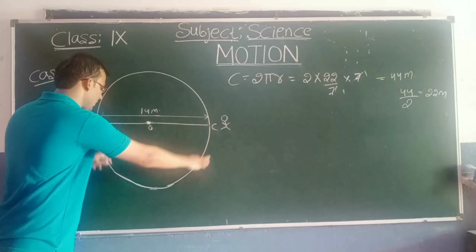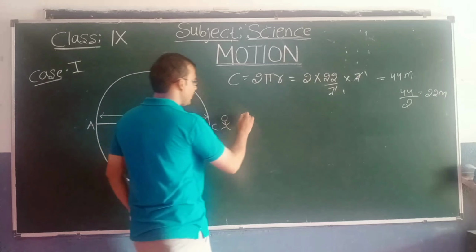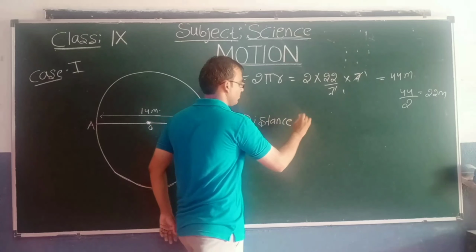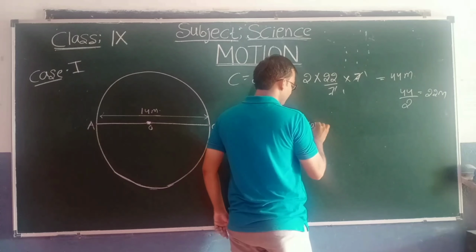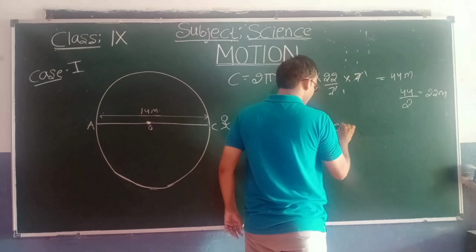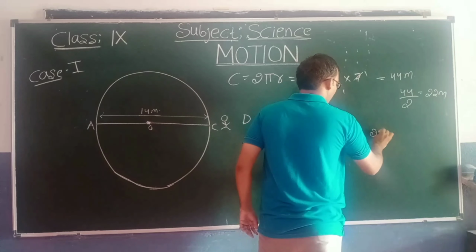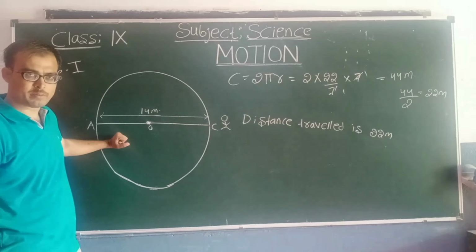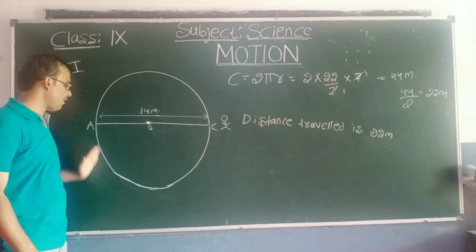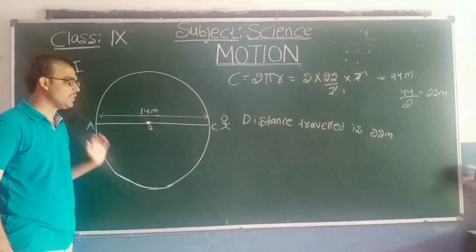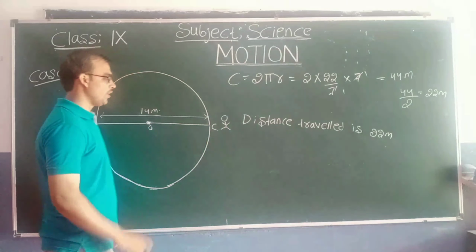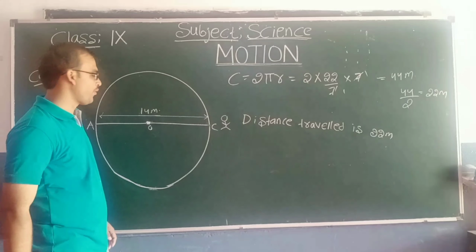Then what is this distance? This distance is 22. So what is the distance traveled by the man? He has traveled a distance, or he has covered a distance, of 22 meter.